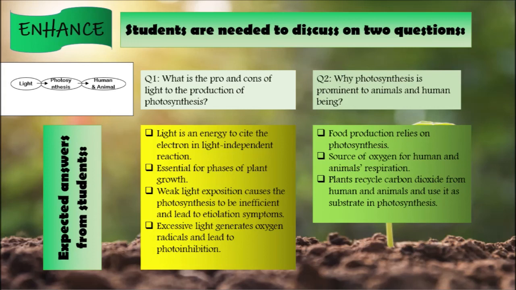light, photosynthesis, and human and animal, which we wrote in bubbles, and then we let the students create their own mind map based on the A3 paper that is given. The mind map is the answers for the questions provided. So we expect these answers from the students, but we do not limit their own creativity as long as their answers are logical. So that's all from us. Thank you.